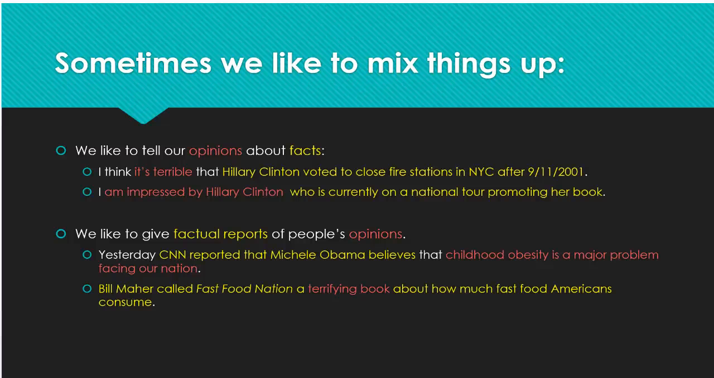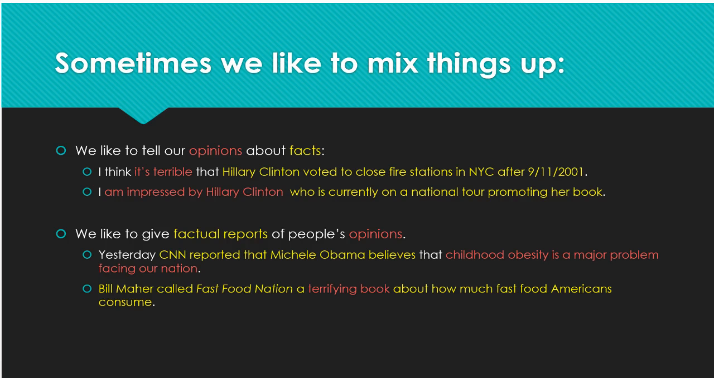We like to give factual reports of other people's opinions as well. If we say something like, yesterday CNN reported that Michelle Obama believes that childhood obesity is a major problem facing our nation, then we can check with the CNN archives and see if that's really what they reported yesterday. That's the factual part. The opinion is that Michelle Obama feels that childhood obesity is a major problem. That's her opinion.